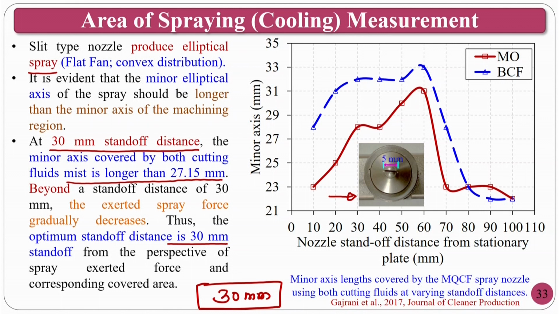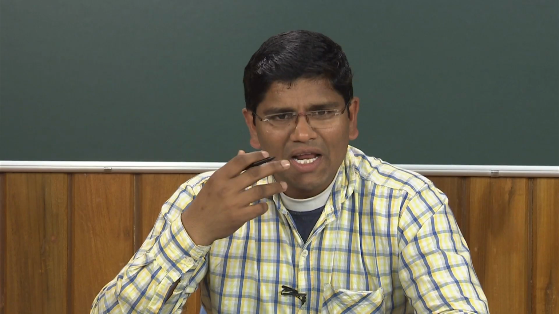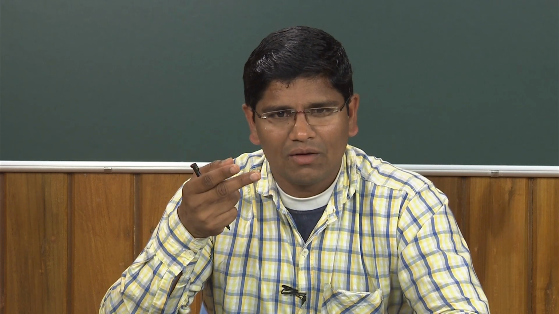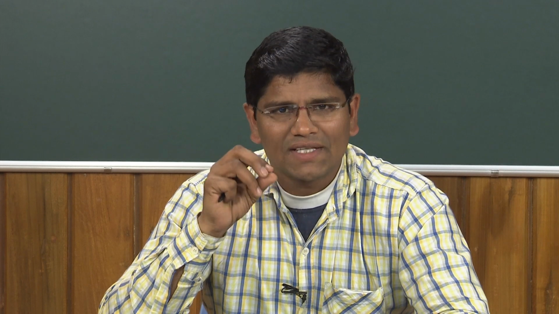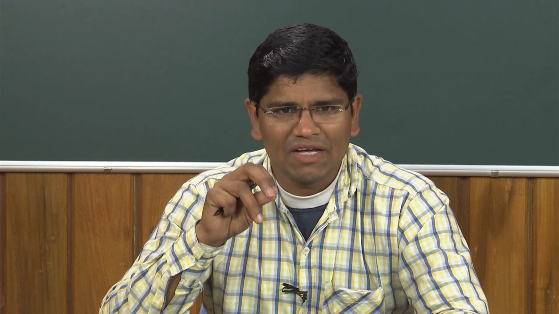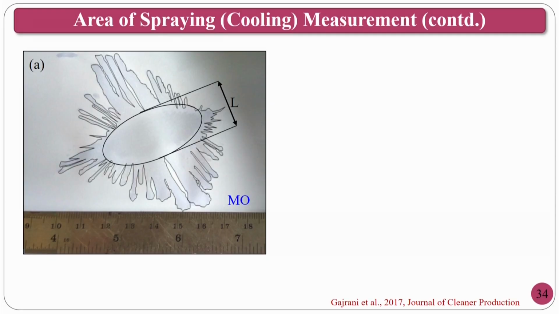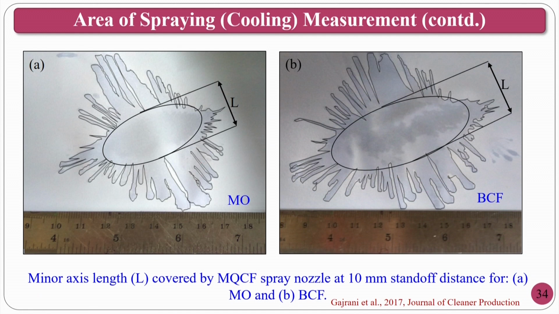Whereas with the mineral oil based cutting fluid, the minor axis is much less for the same standoff distance compared to the bio-cutting fluid. So the bio-cutting fluid gives a larger minor axis, which helps cover the surrounding temperatures as well. For the same pressure, the bio cutting fluid developed will have more spreading and diverging compared to the mineral oil. How are we going to measure this for mineral oil? Whenever it falls, we take the image.